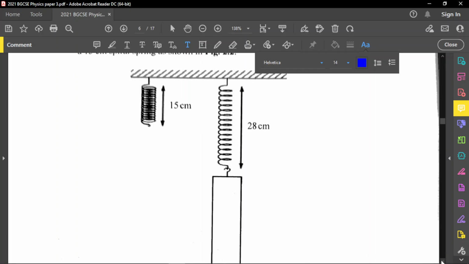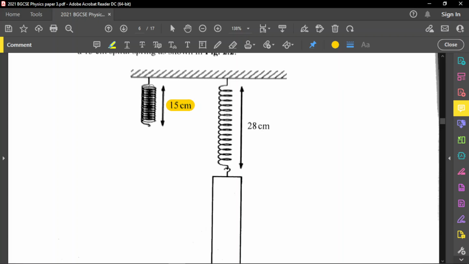So based on this diagram, we know a few things. Let's just quickly put in those few things, or matter of fact, the important stuff right here. We have our 15 centimeter spring with nothing on it, if you notice that. And then when you put on this block, it increases to 28 centimeters.